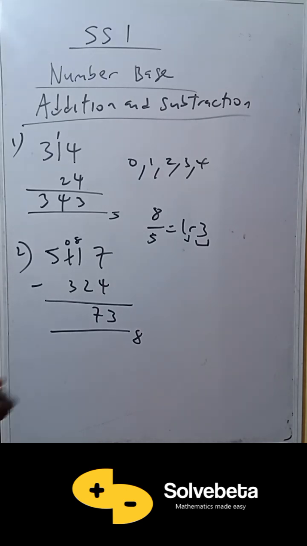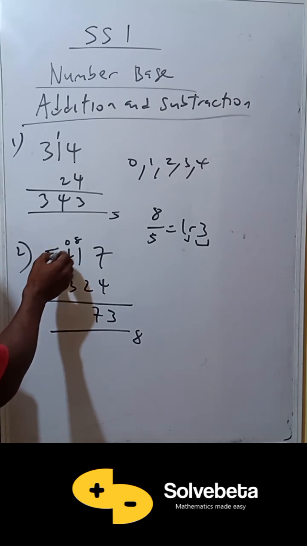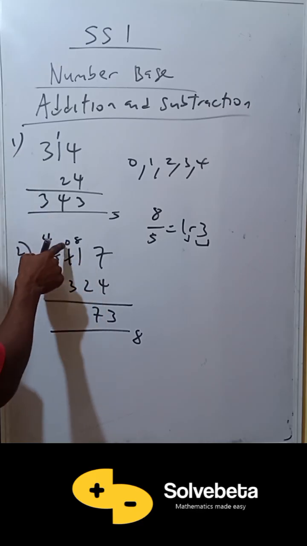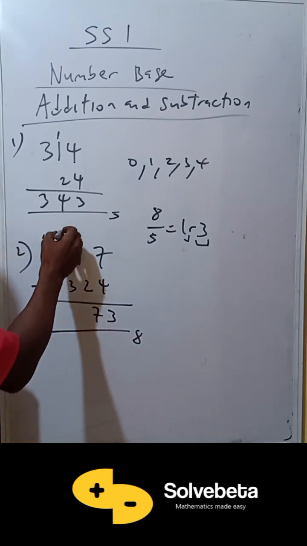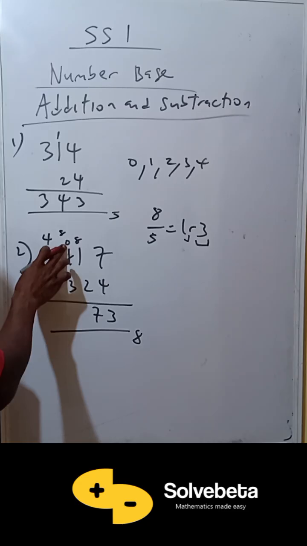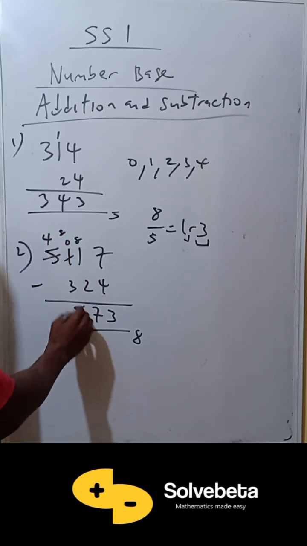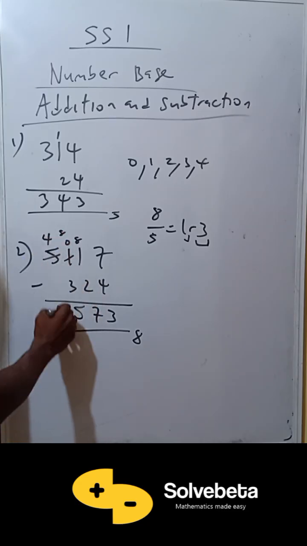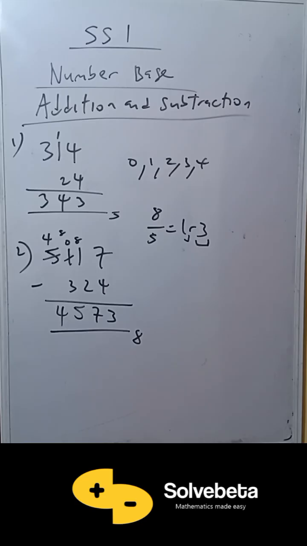So what's next? 0 minus 3. We have to borrow from this one. What we borrow from this one is what? 4. That one that we borrow is what? Because we're in base 8, this is 8. Add it to this 0. 8 plus 0 is what? 8. 8 minus 3 is what? 5. Then 4 will come down here. So it is 4, 5, 7, what? 3.